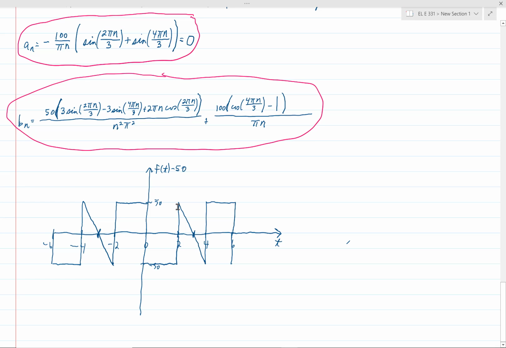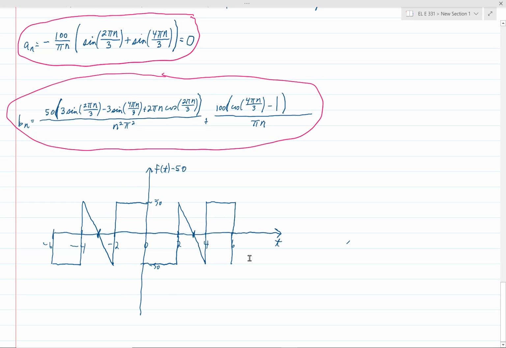What about at 2? f of 2 is 50. f of negative 2 is negative 50. Okay, it works out there. What about f of 2.5? f of 2.5 is 25. f of negative 2.5 is negative 25. f of 3 is 0. f of negative 3 is 0. And of course, 0 is the negative of 0, so that's fine. What about f of 3.5? f of 3.5 looks like it's negative 25. f of negative 3.5 is positive 25. And so on. You will see that indeed this function really is an odd function.